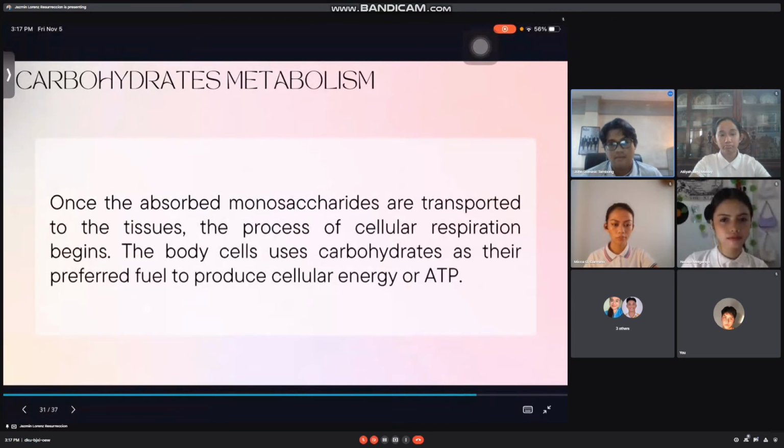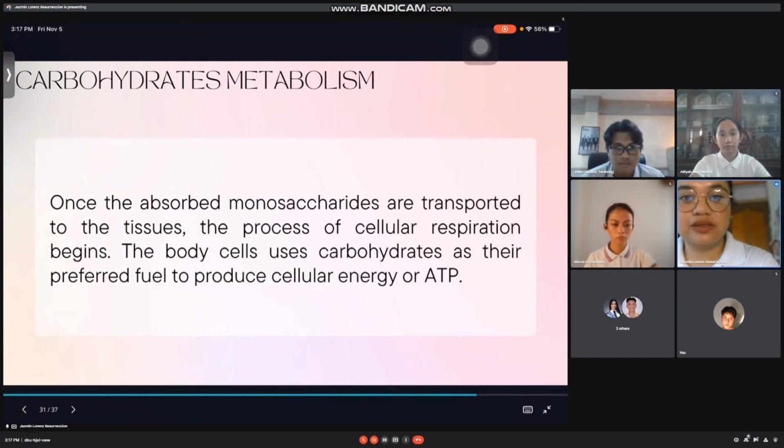Once the absorbed monosaccharides are transported to the tissues, the process of cellular respiration begins. Then the body cells use carbohydrates as their preferred fuel to produce cellular energy or ATP. Thank you. Next.